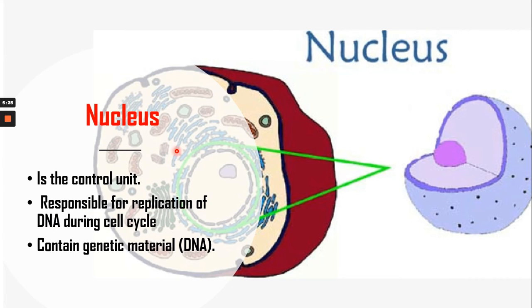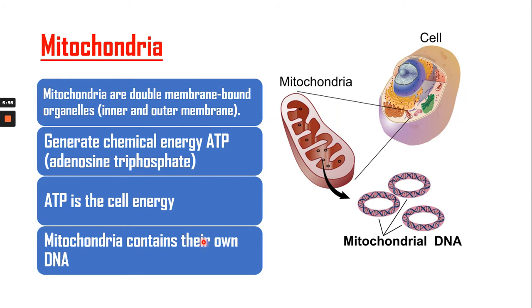Replication means make 1, 2, 3, 4, 5, 6, make a lot of DNAs. Okay? And also, the nucleus contains genetic materials. So, of course, it is responsible for the replication, and it contains the genetic materials, DNA, and the chromosomes also. This is the nucleus. Okay.